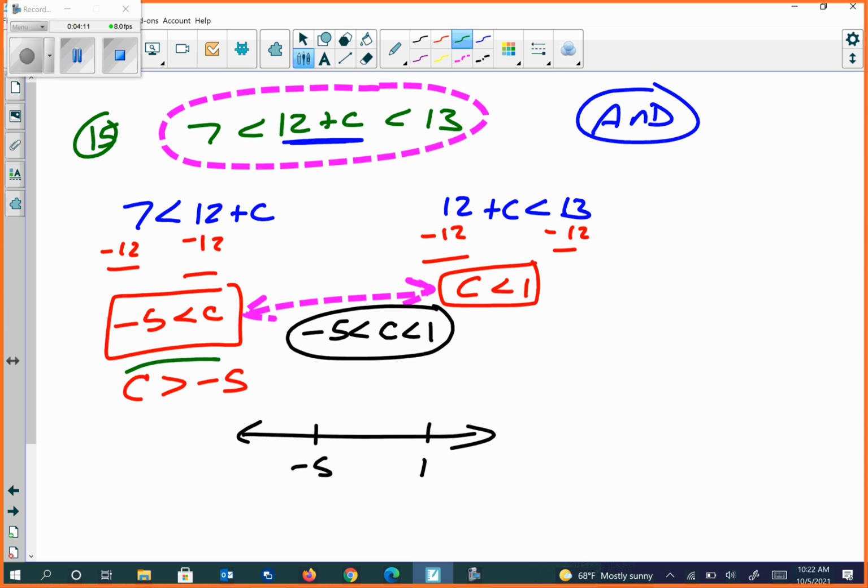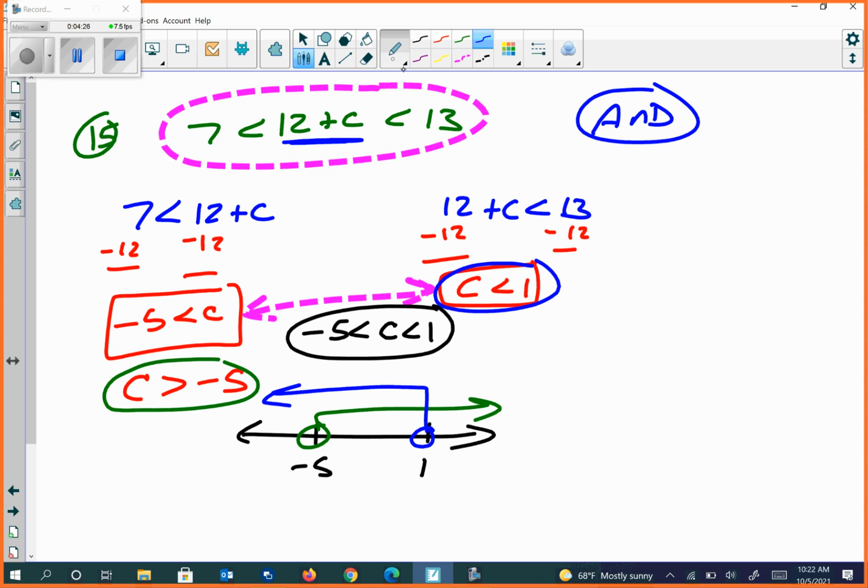All right, so c is greater than negative 5, so it's an open dot on negative 5 going to the right. And then this we'll do in blue. c is less than 1. Open dot going this way. Is there overlap between my 2? Boy, I think so. This is my overlapped region. So my interval notation is negative 5 to 1. What kind of brackets on these? Soft. Yeah. Both soft. They're both open dots. Neither of them have an equal sign.